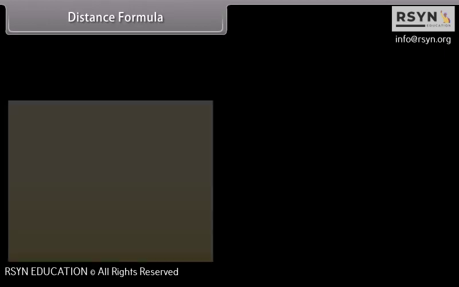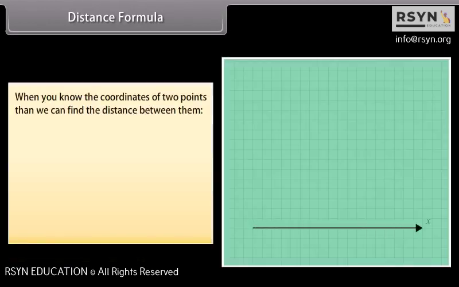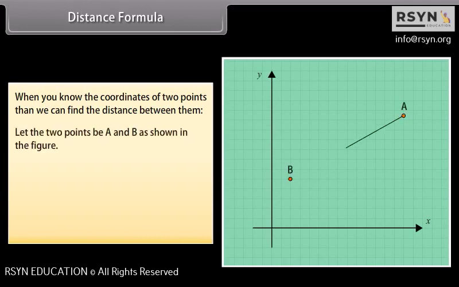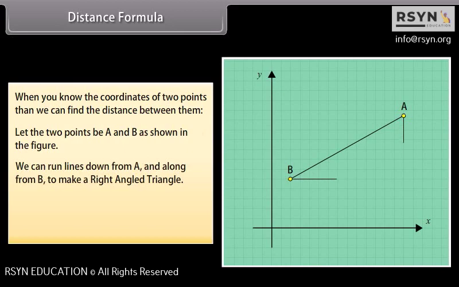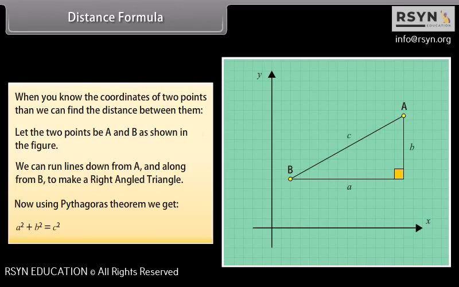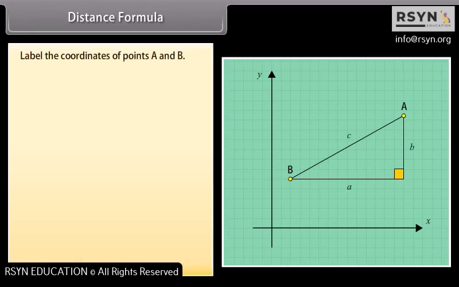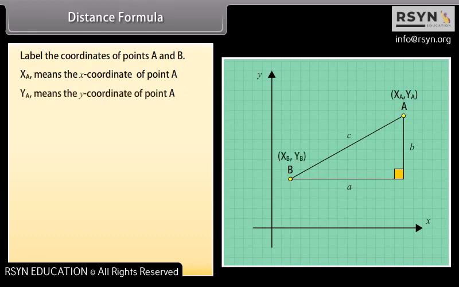Distance formula. When you know the coordinates of 2 points, then we can find the distance between them. Let the 2 points be A and B as shown in the figure. We can run lines down from A and along from B to make a right-angled triangle. Now using Pythagoras theorem we get A square plus B square is equal to C square. Now label the coordinates of points A and B. XA means the x-coordinate of point A. YA means the y-coordinate of point A.